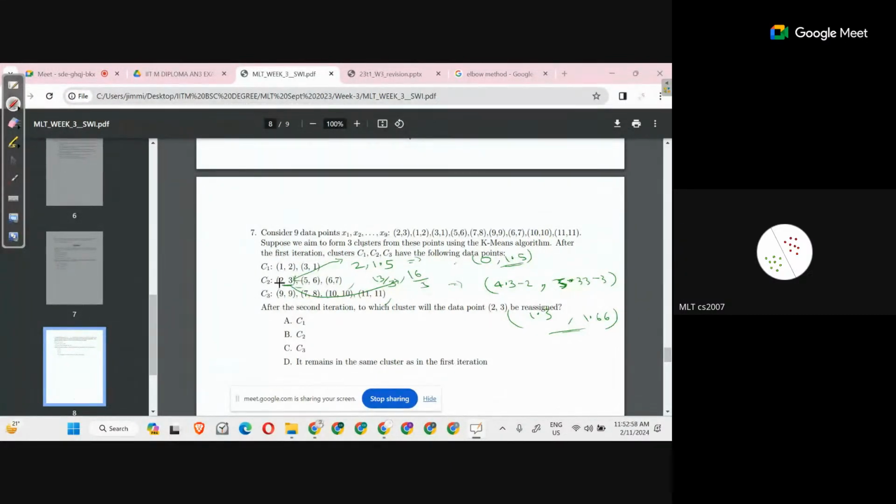I mean from C1, but from the centroid of C2, it should be something like 1.3 square plus 1.66 square. So it will be somewhere closer to 2 units, right? More than 2 at least. And here it is just around 1.5 only. So it will be assigned to C1, right? Any confusion? Next question, sir. Yeah.